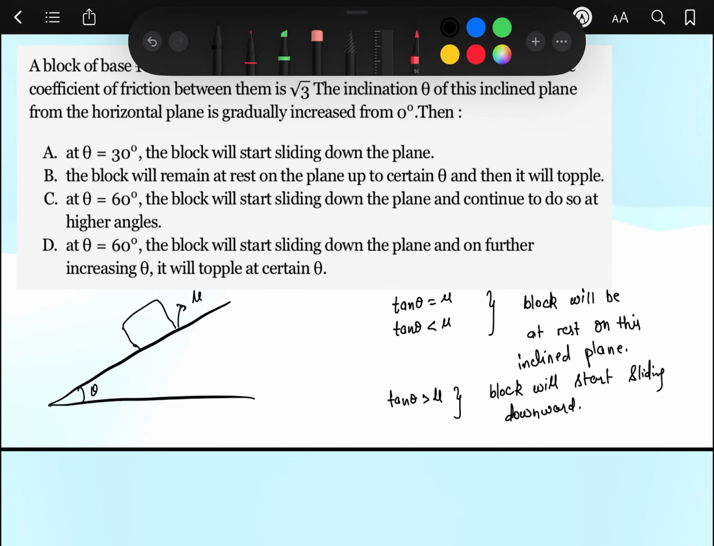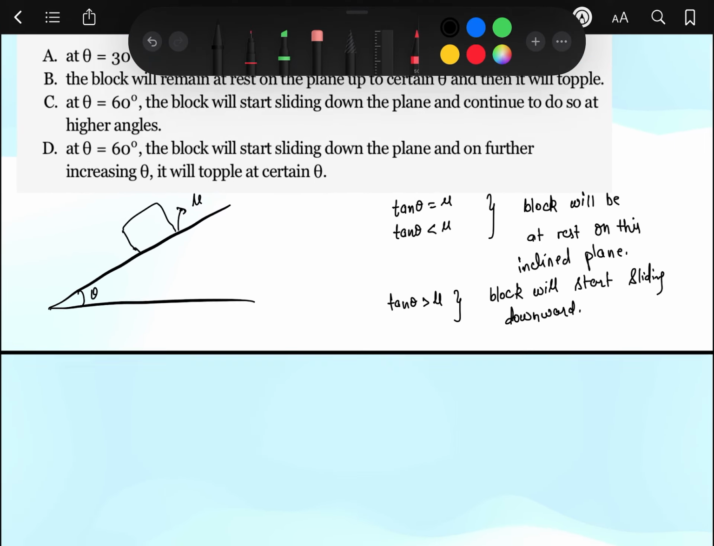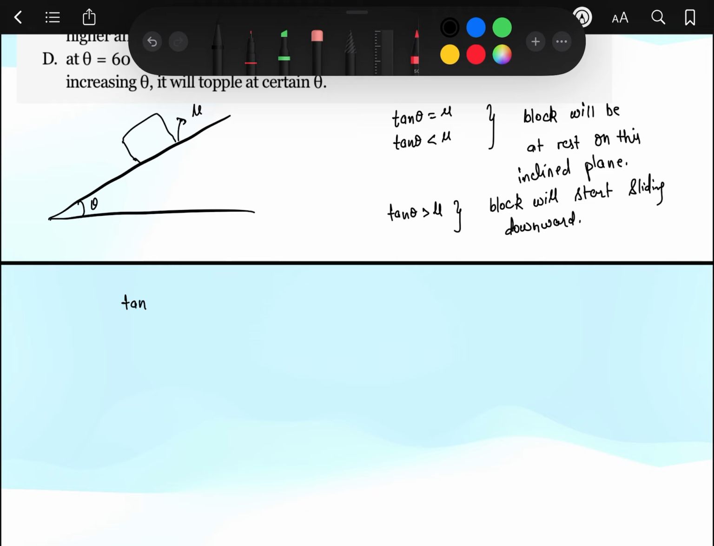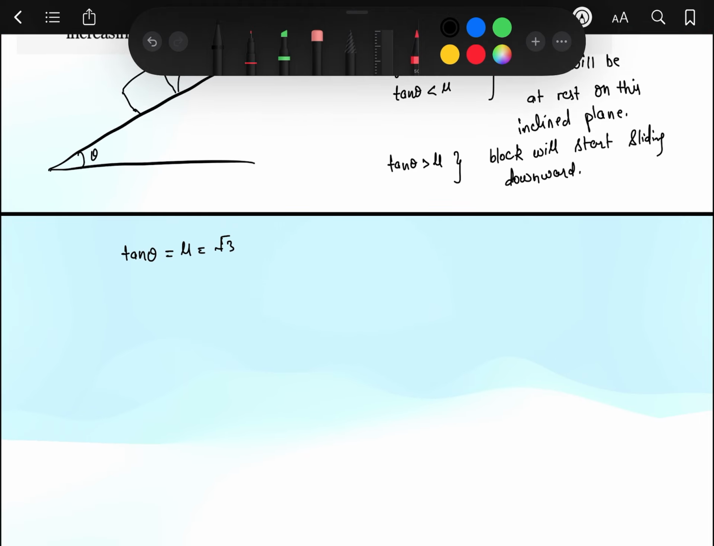But here the condition is given that tangent theta is equal to mu. So what is the maximum value of this theta? Tangent theta is equal to mu, that is equal to root 3. Then what can be the maximum value of theta so that the block is stationary here? So theta will be equal to tan inverse of root 3, that is equal to 60 degree. So 60 degree is the maximum value of theta so that this block will be stationary, it will not slide downward on the inclined plane.